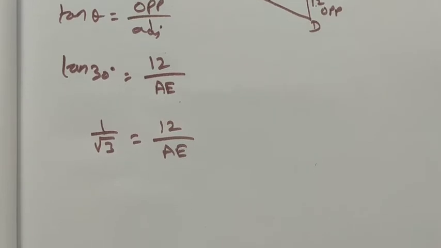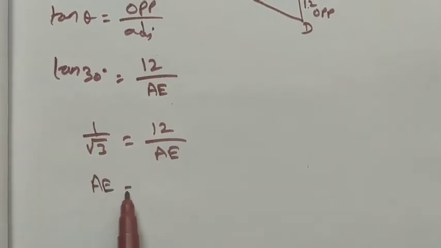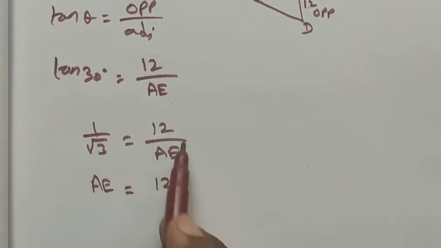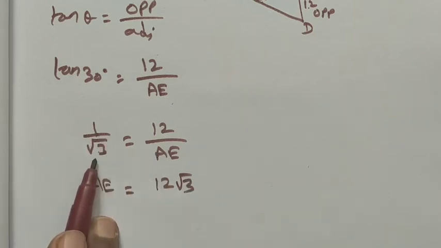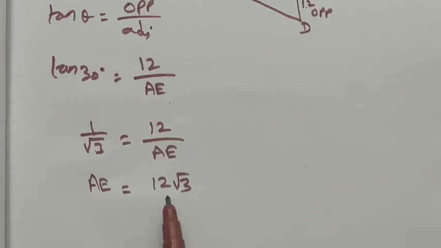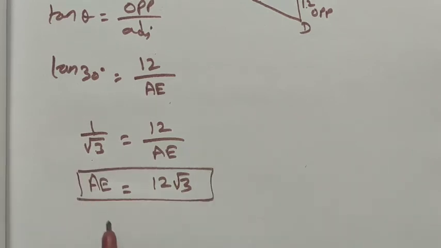I take this AE to the other side. AE is equal to 12 and root 3 will be multiplied. Take root 3 to the right hand side. So AE is equal to 12 root 3.